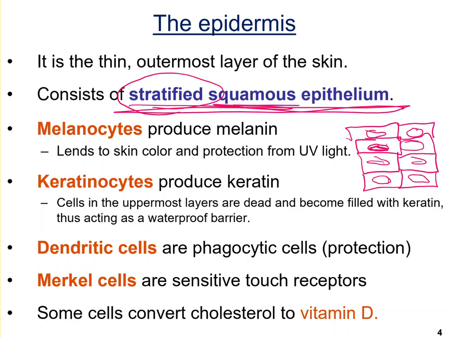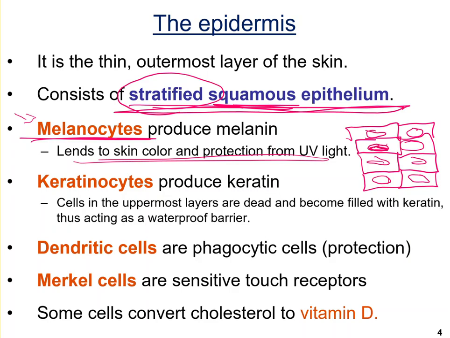Okay. Within the stratified squamous epithelium, we're going to have different types of cells. So yes, it is stratified squamous epithelium, but we're also going to have melanocytes. Okay, these are the types of cells that produce melanin. And melanin is what provides your skin with its actual color. So high melanin production of a certain type makes your skin darker. Lower melanin production of a certain type makes your skin look lighter. You are going to be watching a video and doing an assignment on skin color and how it differs depending on the different types of melanin.